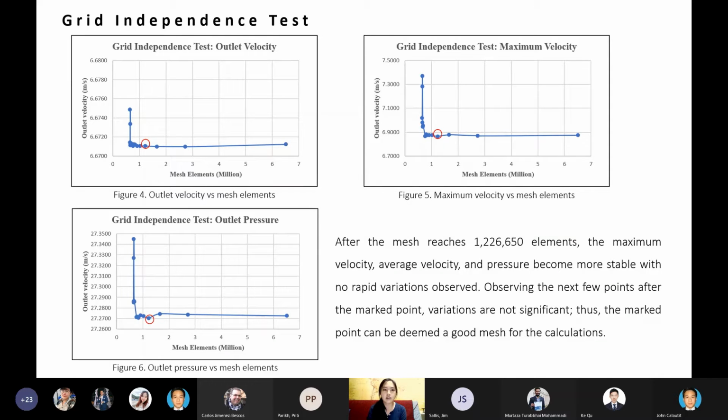These are the graphs I've created to show you the outcome of the grid independence test, which shows the results for the outlet velocity, maximum velocity, and the outlet pressure. You can see here that I have marked a point. After that marked point, there are no rapid variations occurring. That means this point can be deemed a good mesh for the calculations and can be considered good with less computational time.